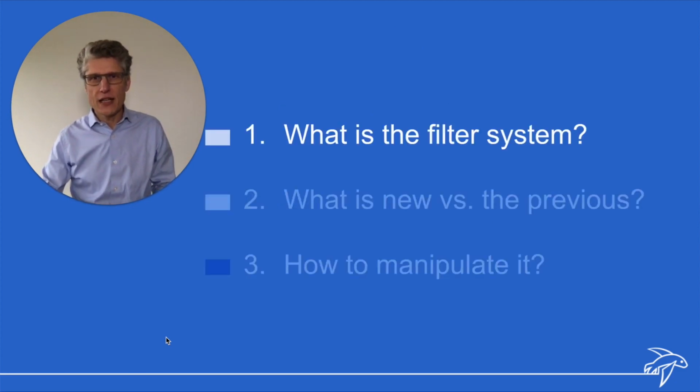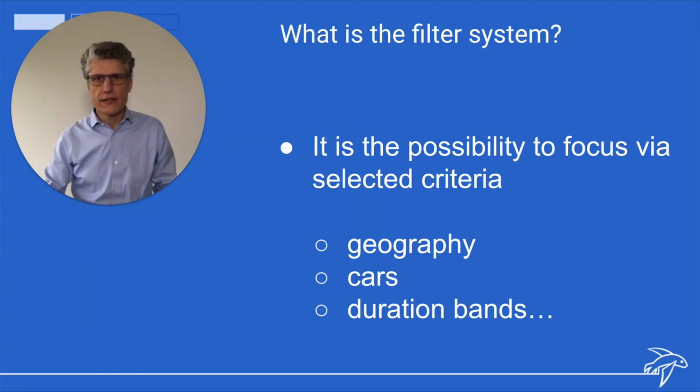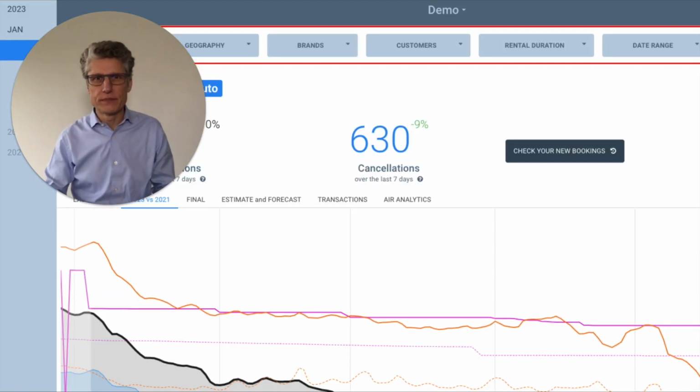So let's start now with the filter system. What is the filter system? It's the possibility to focus via selected criteria like geography, cars, duration bands, segments, a lot of different possibilities in the app to drill down.